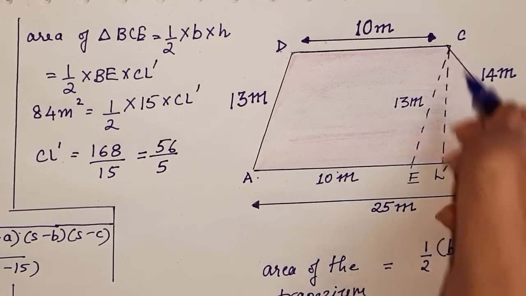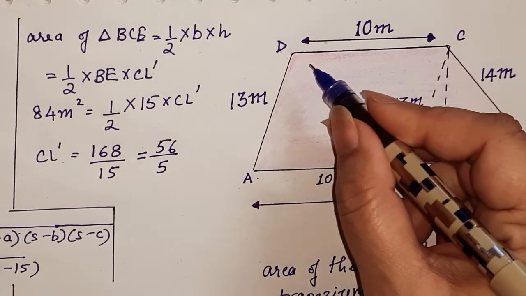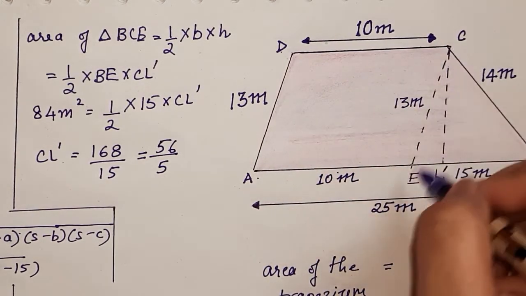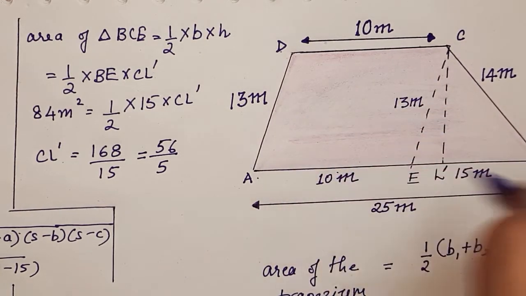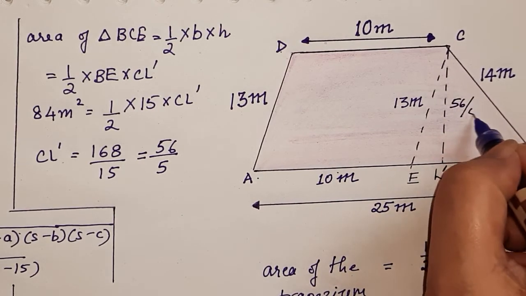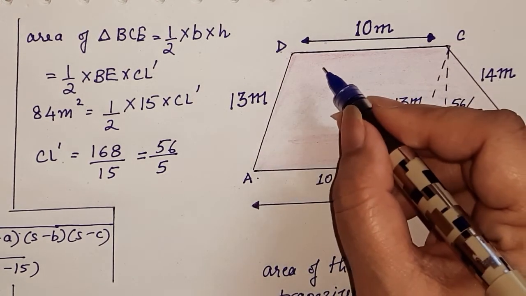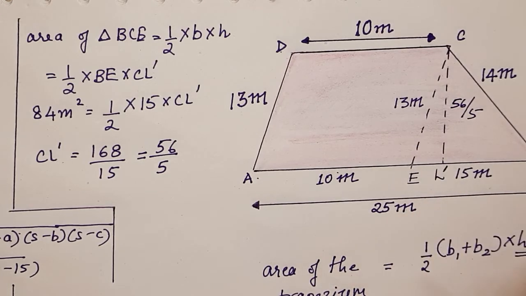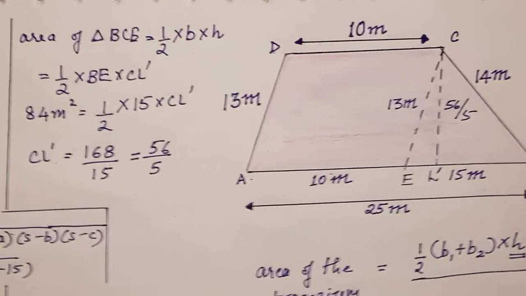Now we know the height of the parallelogram AECD is 56 upon 5. The height of the triangle is also 56 upon 5, and the height of the trapezium is also 56 upon 5. So we have two methods of doing this. We can calculate the area of the parallelogram, we are already aware of the area of the triangle, and we can add that to the area of the parallelogram, or we can substitute the value in the area of the trapezium's formula.